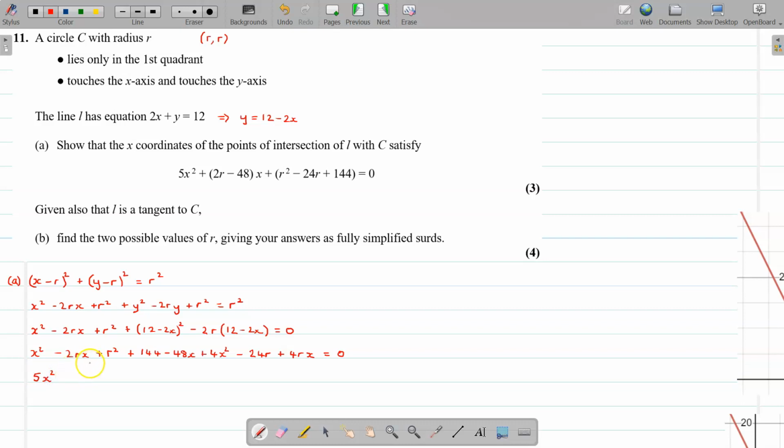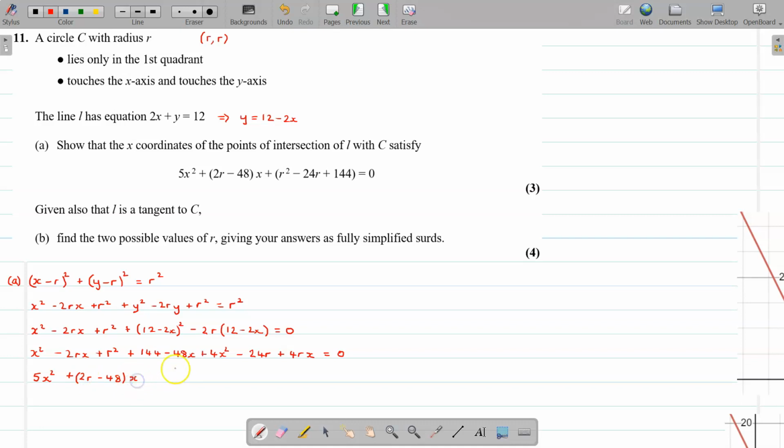Now we're looking for the x terms, and I've got a minus 2r, okay, and I've got a plus 4r. So between those two, that gives me plus 2r, and I've also got a minus 48. So I do indeed get plus 2r minus 48, lots of x there.